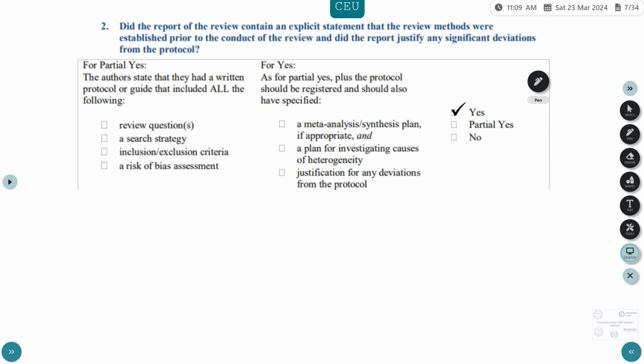Second question is, did the report of the review contain an explicit statement that the review methods were established prior to the conduct of the review, and did the report justify any significant deviations from the protocol? They had a very detailed and set protocol as to how they were going to do. So they went through all the national surveys across this time period and collected all the studies which fit into the criteria and who had a standardized method of looking at the outcome.